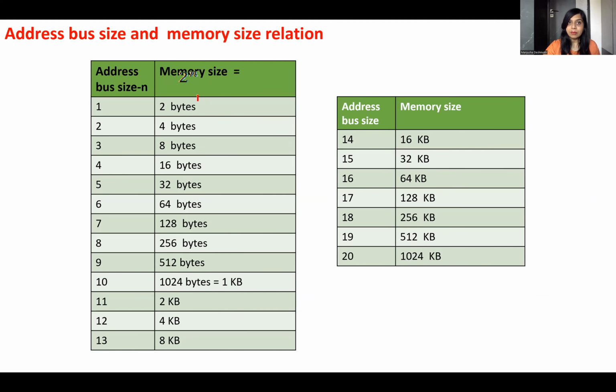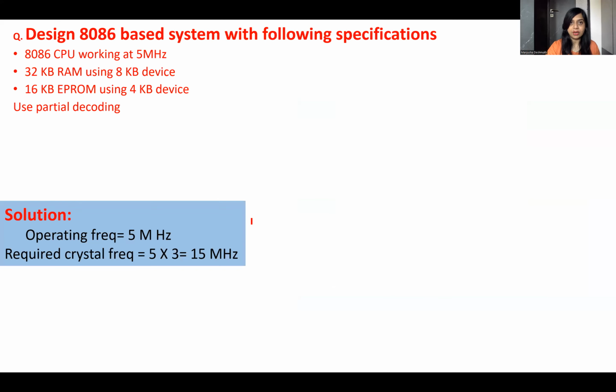This is the standard table which gives a relation between the address bus size required and the memory size. What is the relation? n is the address bus size, and memory size is equal to 2 raised to power n. This standard table is calculated by this formula. That means if we have an 8 KB device, 13 address lines are required. If we have 16 KB memory size, 14 address bus size is required.